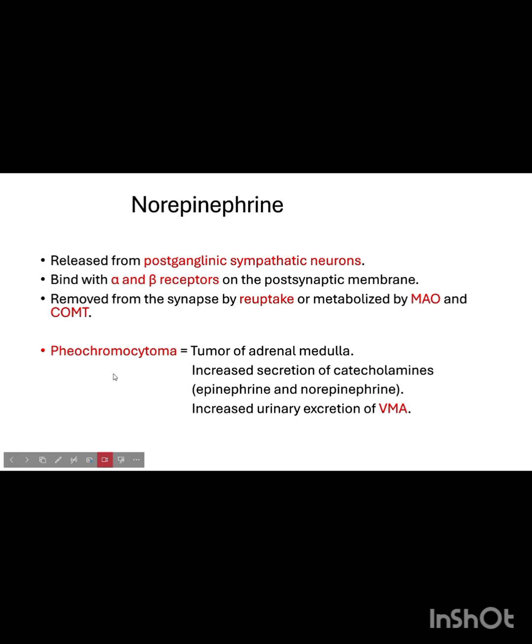And then there is this disease, pheochromocytoma. It is a tumor of the adrenal medulla, and it results in increased secretion of catecholamines like epinephrine and norepinephrine. This results in increased urinary excretion of VMA. VMA is one of the metabolites of norepinephrine, that is vanillyl mandelic acid.